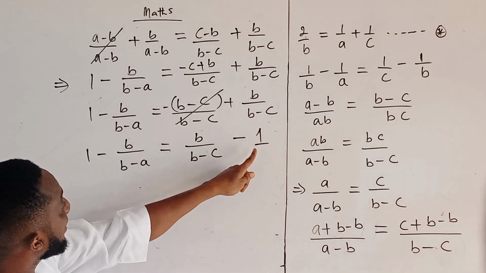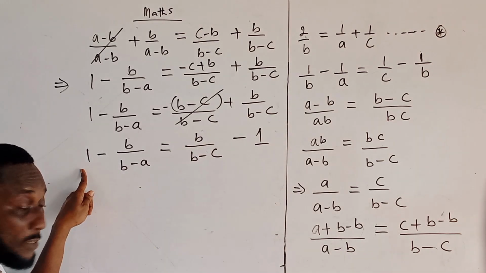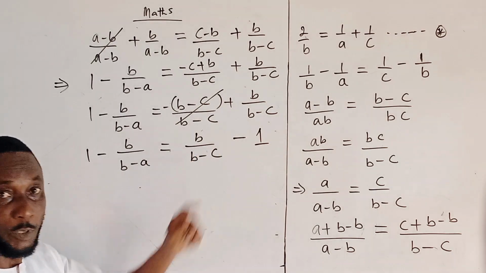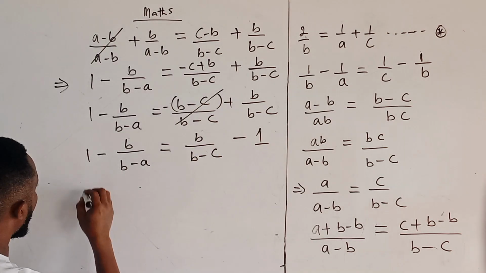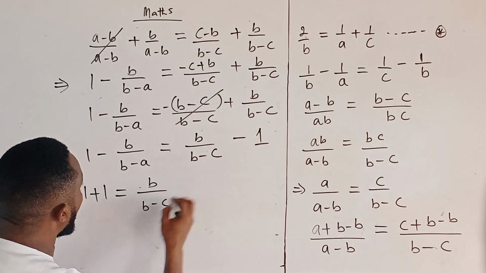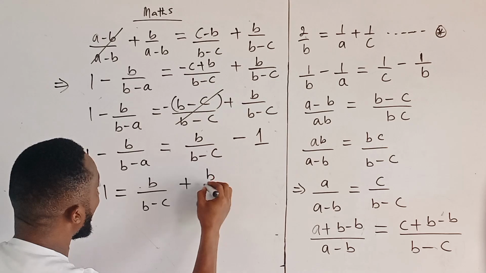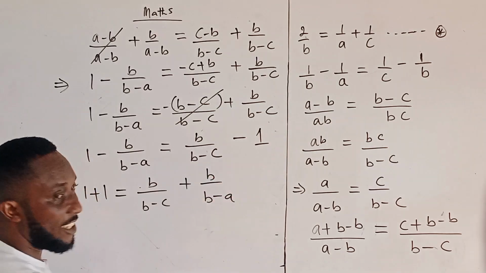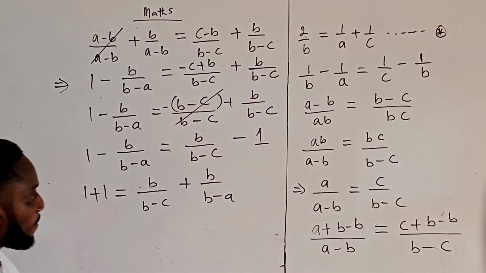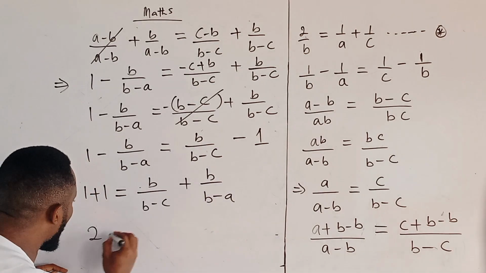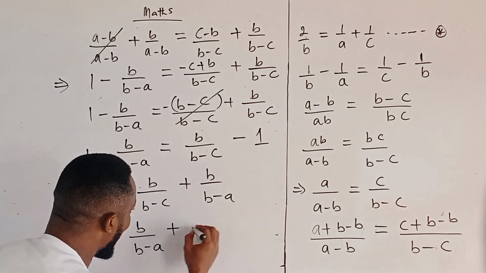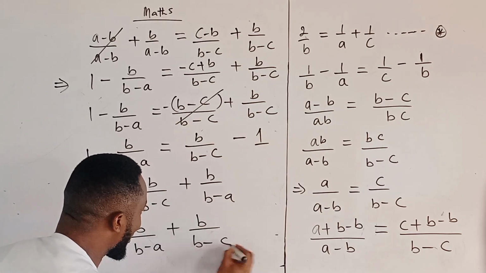So if I take -1 this way, it becomes positive. If I take negative B upon B minus A to the right, it becomes positive. So I'm going to be having 1 plus 1 equal to B upon B minus C, then plus B upon B minus A. So you can see that we are gliding toward the answer. So I'm going to be having 2 equal to B upon B minus A plus B upon B minus C.